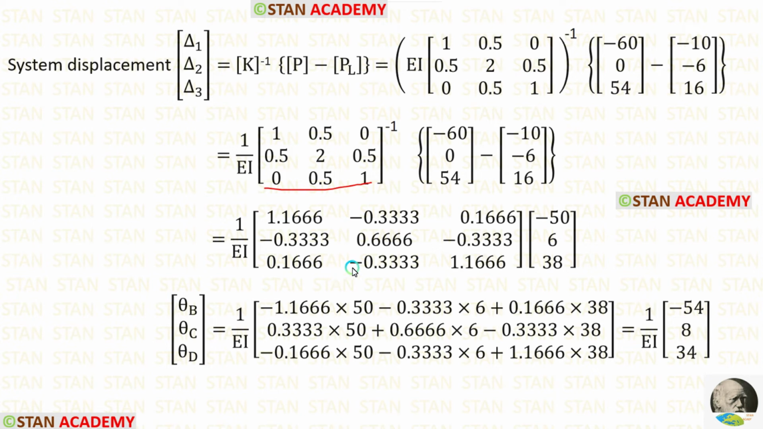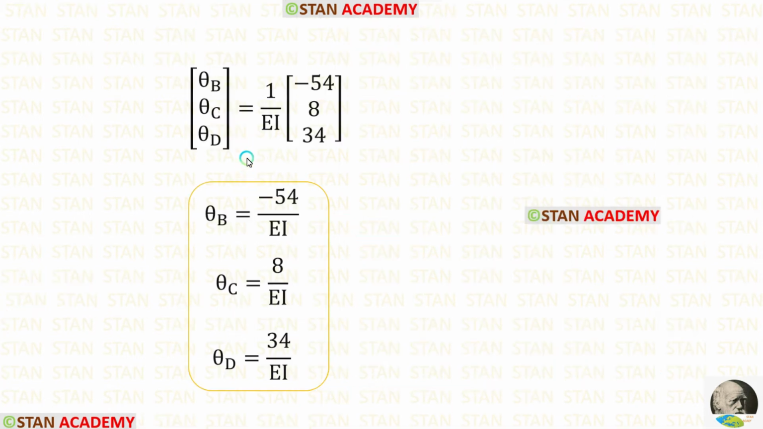I have used the calculator and found the inverse. Then we have to add these two matrices. After adding, we are getting this matrix. Then we have to multiply these two matrices. After multiplying, we are getting the final answers. In this analysis, we have calculated the unknowns. Now we can make the slope deflection equations and find out the final moments.